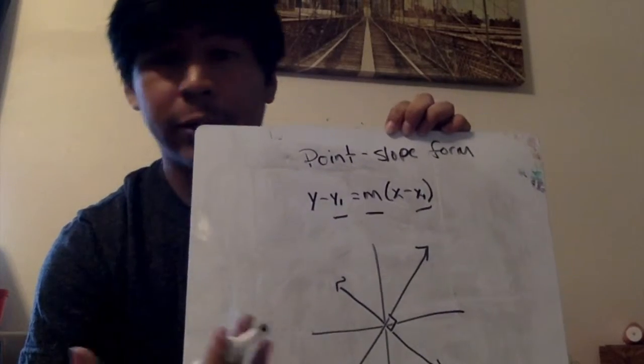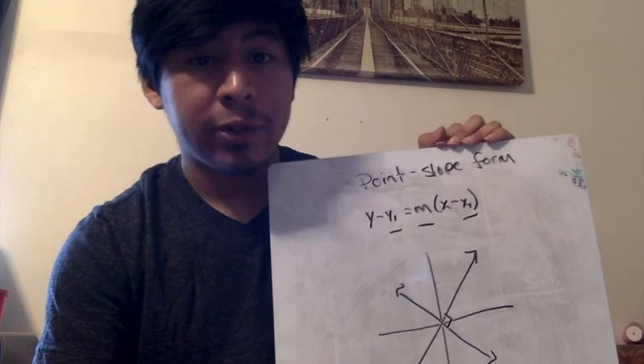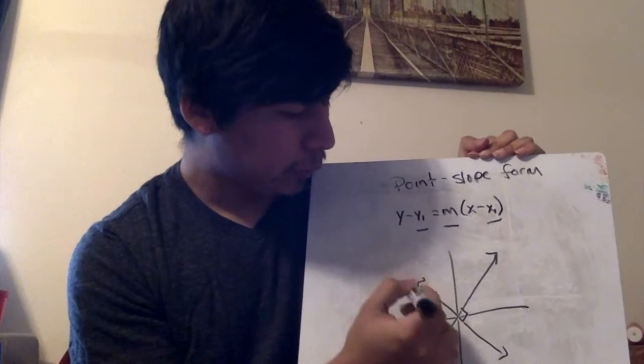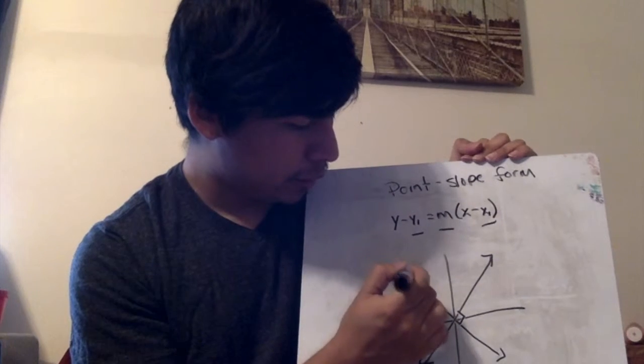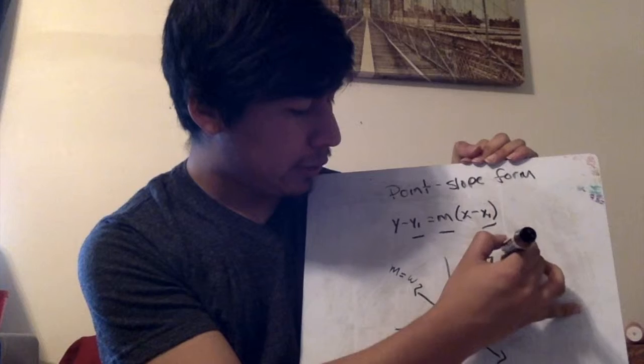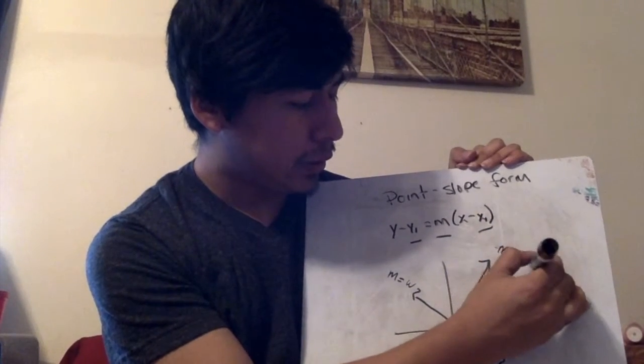these are perpendicular because they create a 90-degree angle. When lines create 90-degree angles, their slopes are negative inverses of each other. One line will have an m equal to some, let's say, w, and the other one will have a slope of negative 1 over w.